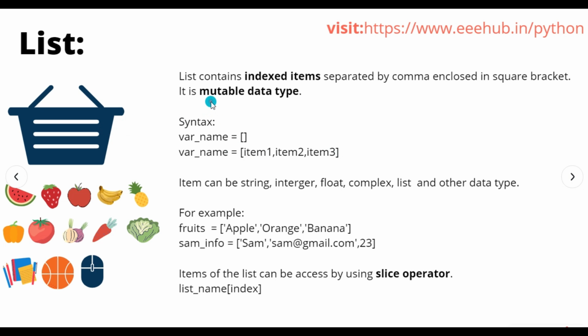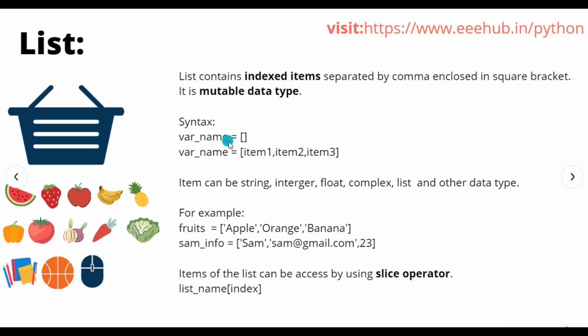The list data type is a mutable data type. So what is the meaning of mutable? Mutable means it can be changed. If you remember in the video when we were discussing the number data type and string data type, at that time I told you that number and string data types are immutable data types. We can't change them. But the list data type can be changed. We can remove an item from the list and we can add a new item to the list.